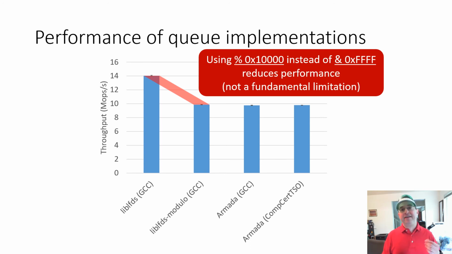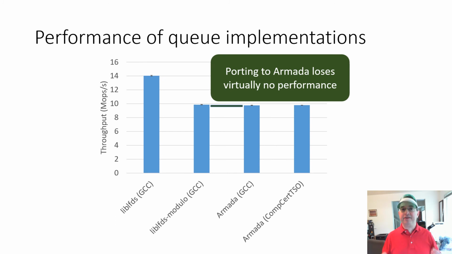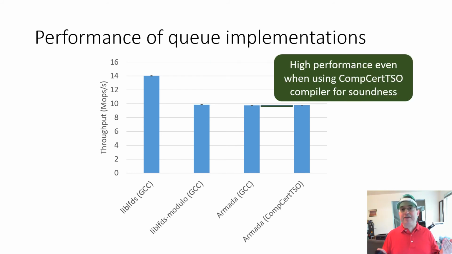So we find that when we port this to Armada and compile with the same compiler, we get virtually the same performance, which isn't surprising because Armada is very much like C. Somewhat surprising is that when we compile with CompCert TSO, which is sound, we still get very high performance. And so we can see that we can support high-performance lock-free data structures with Armada.